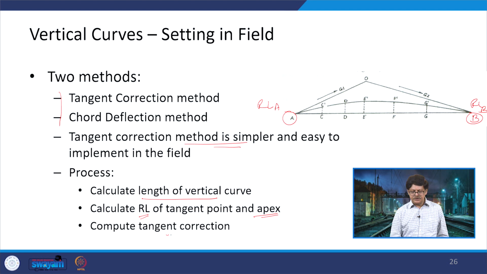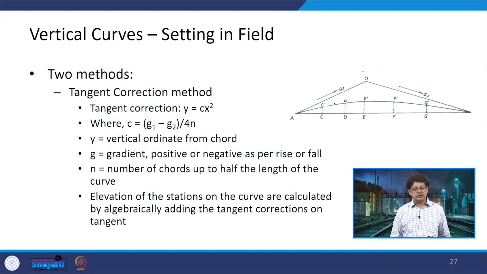Then compute the tangent corrections. Tangent corrections are required because we are talking about how the curve deviates with respect to the tangent. This tangent correction is y equals Cx square. Here y is the vertical ordinate from the chord. This is a chord here, and in Cx square, C is based on the two grades given. It is (G1 minus G2) divided by 4n, where n is the number of chords up to half of the length of the curve.